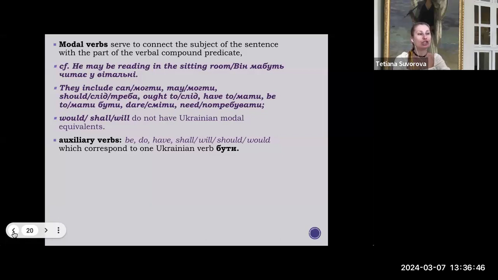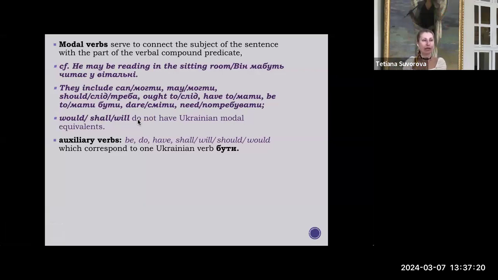Okay, so then we move to auxiliary. Would, shall, and will do not have, yes, equivalents. That is why we should find them in the Ukrainian language, and that is why you should know all the meanings of those verbs. Yeah, pay attention that shall and should, these are two different modal verbs, while would and will, this is one modal verb, will, in two forms, present and past. So these are also according to the nuances.